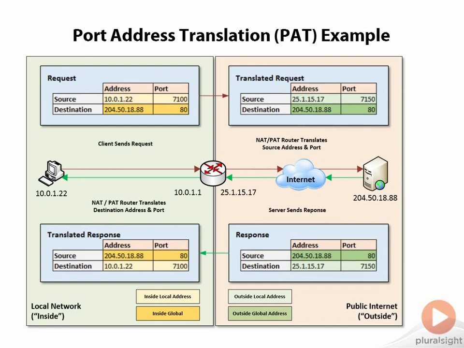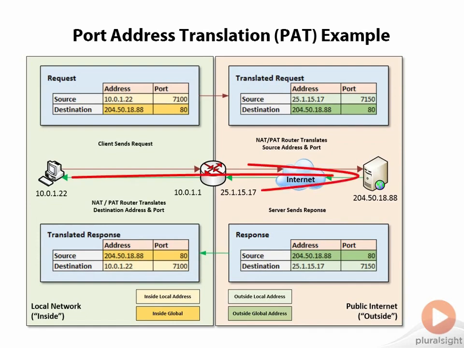The router, which is providing our PAT port address translation, understands that anything coming in on port 7150 needs to be sent to our internal client. So what it basically does is it strips that off again, passes it through, and now we have our source address of 204.50.18.88 on port 80 now goes to a destination of 10.0.1.22.